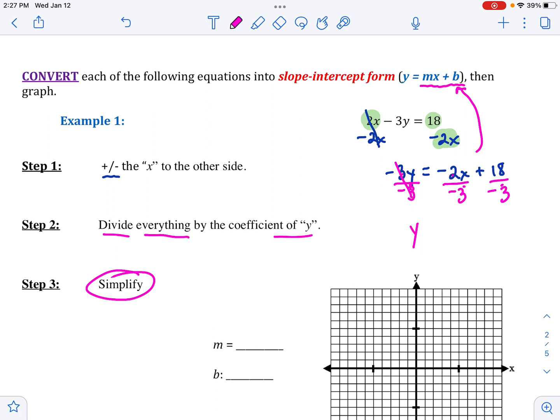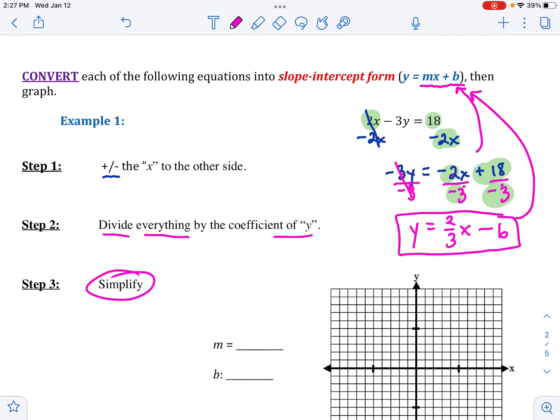-2 divided by -3, a negative divided by a negative is a positive, so it becomes a positive 2/3 x. And then the last part, 18 divided by -3 is -6. And now I've got my equation written in slope-intercept form. It matches what I see above here.